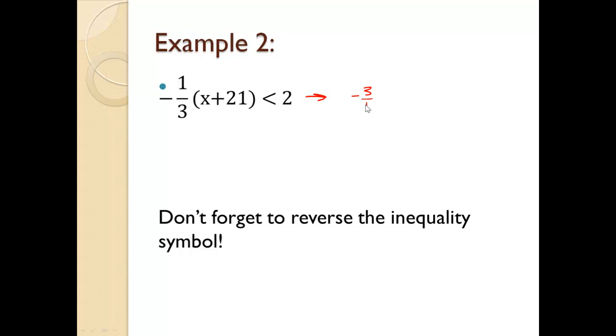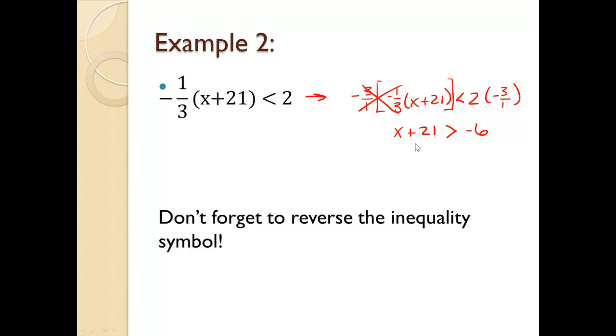So we're going to multiply this whole thing by negative 3 over 1. Or if you want to just say negative 3, that's fine too, because it is the same thing. Okay, so we're going to basically make it this. Alright? So when we do that, these cancel out, leaving you with just x plus 21. And then 2 times negative 3 is negative 6. But look what we did. We multiplied by a negative, and we multiplied. So our sign switches to that.